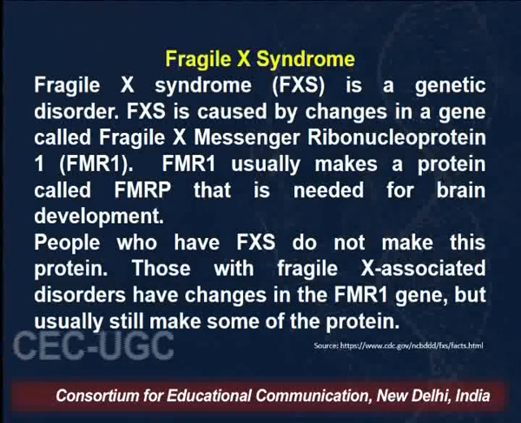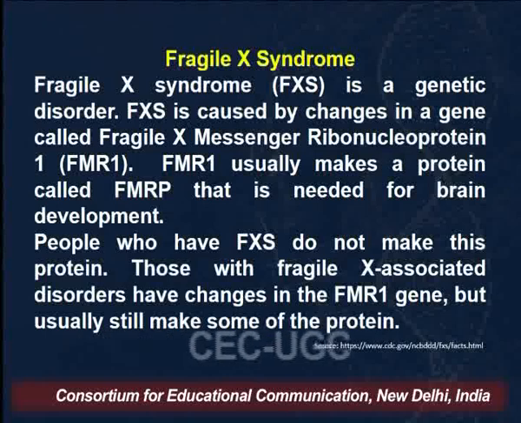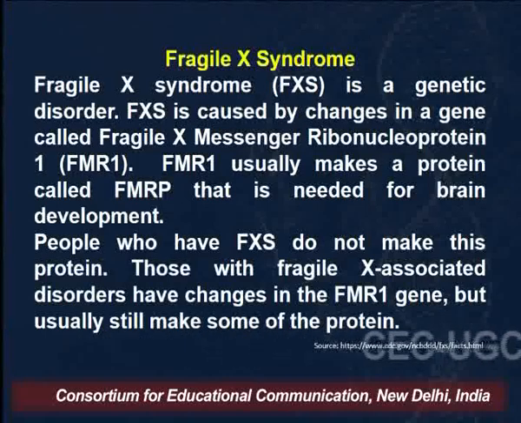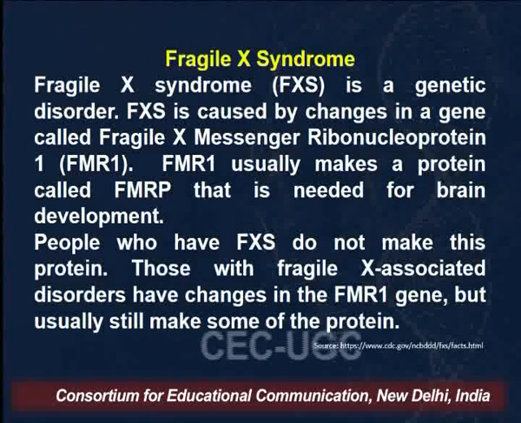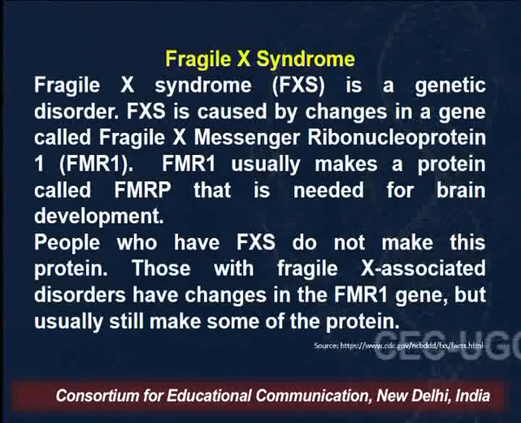This protein is called FMRP, the FMR protein, and it is one of the most important proteins needed for the development of brain processes. So the person suffers from many cognitive or brain related problems. The people who have FXS, which is the Fragile X syndrome, do not make this protein. Those with the Fragile X associated disorders have changes in their FMR1 gene, but usually still make some of the protein, but the person suffers from a number of disease conditions.